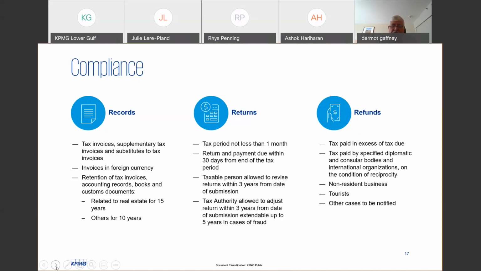There is a provision in the legislation for refunds. So if your input tax exceeds your output tax, you may apply to the tax authority to get a refund. And there are various schemes for diplomats and non-resident businesses, as well as tourists, to be able to claim back input tax incurred in Oman. You move to the next one, please.